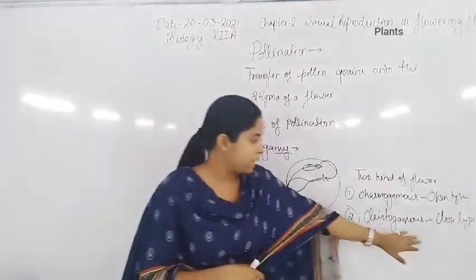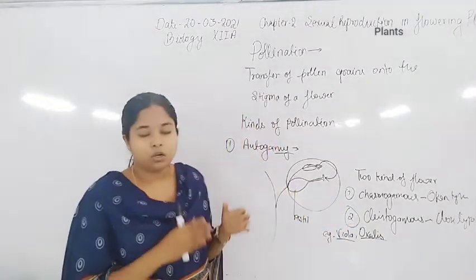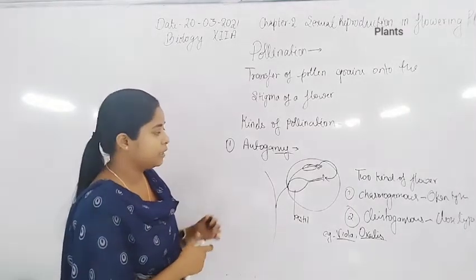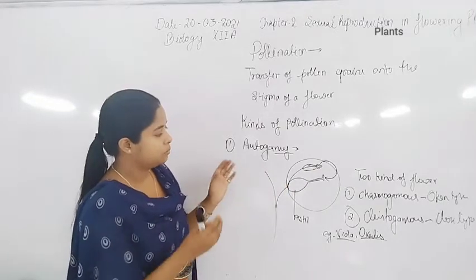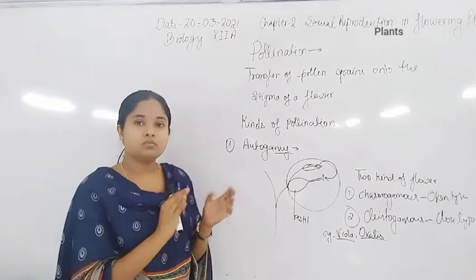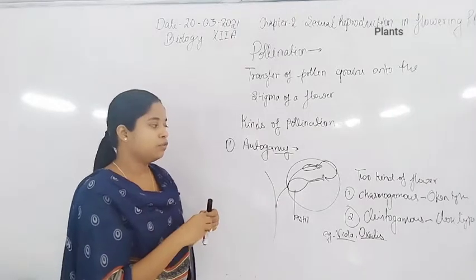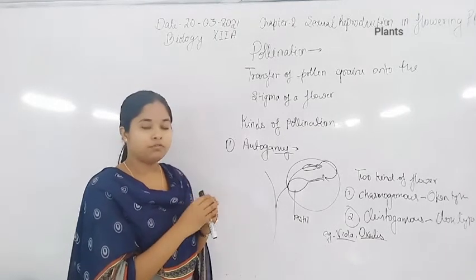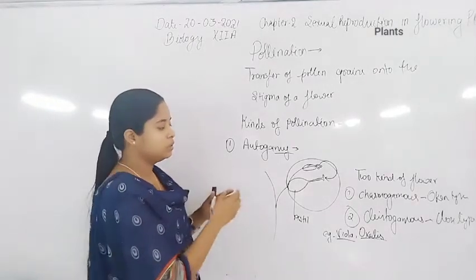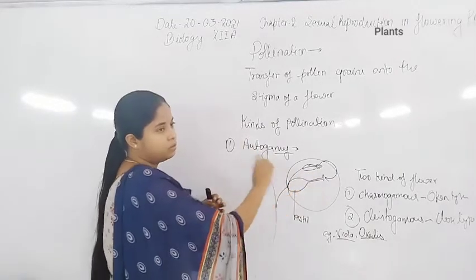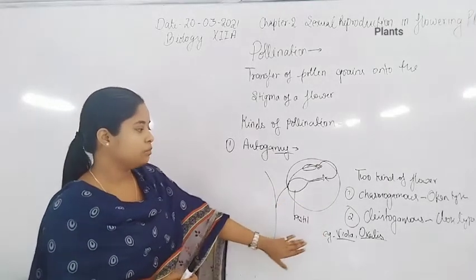But in the clistogamous type of flower, because this is a closed type of flower, the pollen grain or anther and stigma are in close contact, so there is no possibility of transfer of another pollen grain onto the stigma of the flower, because the closed flower does not allow any pollen grain to come in contact with the stigma. So only the pollen grain of this flower can reach the stigma of the same flower. So they only allow autogamy or self pollination.